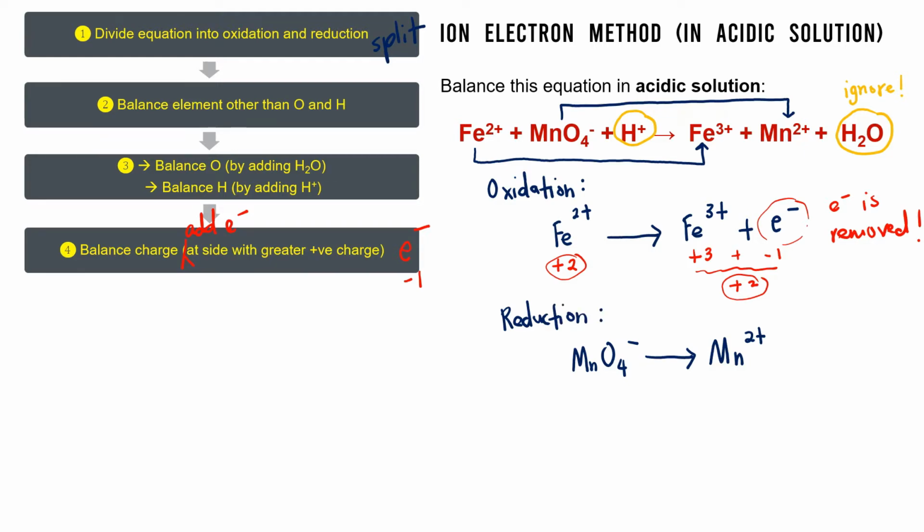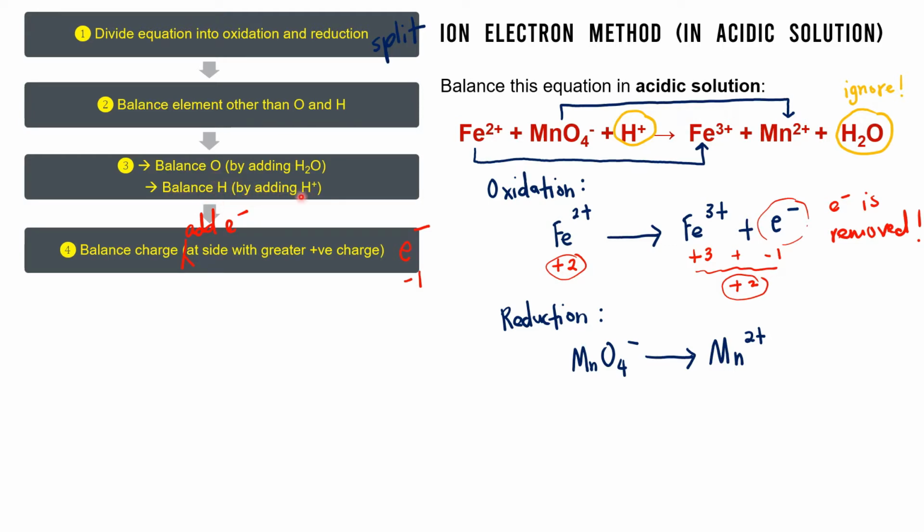Okay, so now kita akan tengok pula balancing of our second half equation dekat sini. Kita start balik dengan step yang kedua: balance element other than oxygen and hydrogen. So we have element apa? We have manganese here. So we have one manganese di sebelah kiri and one on the right side. So they are balanced already. Okay, move to the third step: balance oxygen by adding water and balance hydrogen by adding H+.